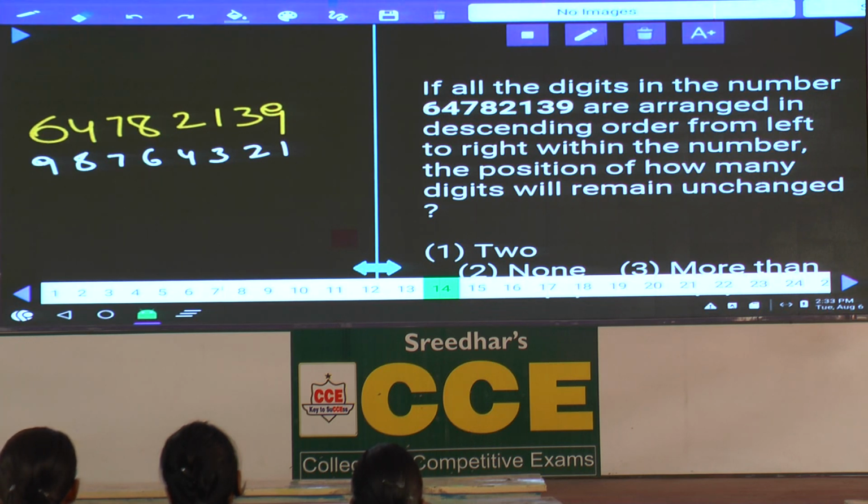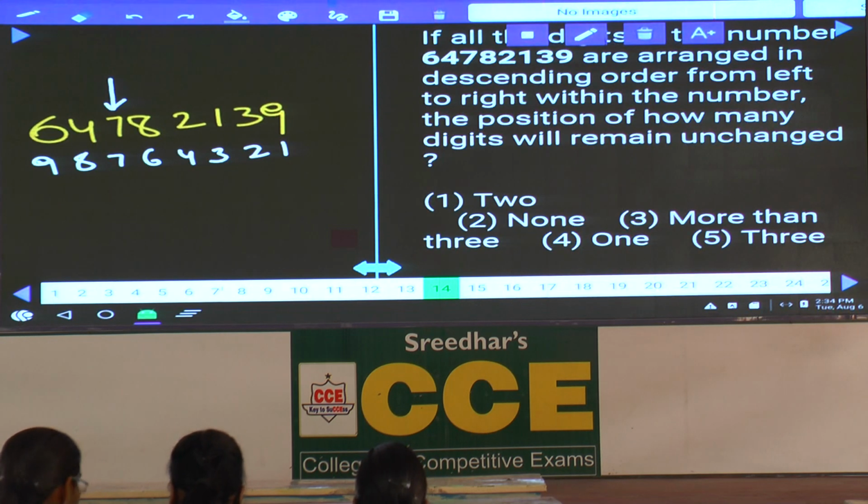Now tell me what are the elements which are repeated here. 7 repeated here, 8, 6, 2, 1, 3. And hence how many digits? Only one digit remains at the same place. One digit in the same place, that is choice 4. Question number 14, it is choice 4.